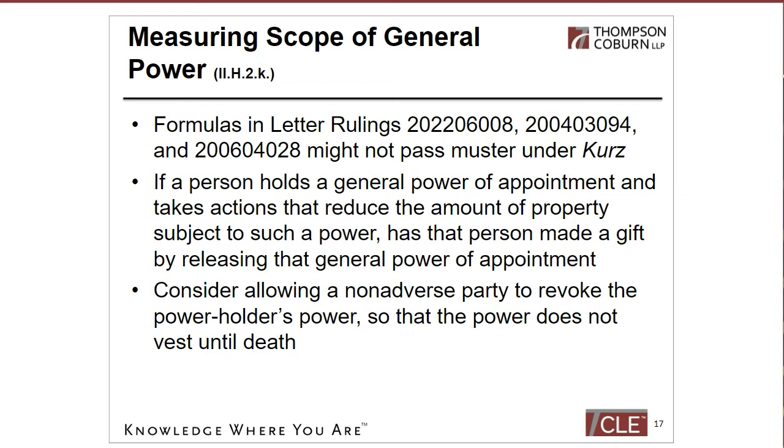So I suggest allowing a non-adverse party to have the ability to revoke the power holder's power. So the power does not vest until death. In other words, they don't have a vested right to it. That doesn't prevent the general power from existing when the person dies, but because they don't have a vested general power, if it gets modified, if that independent person has a right to change the scope at any time, then there's really no release that can be going on by the person who holds the power, because they hold only the most tenuous of things. It's only a power that may exist contingent on somebody else doing or not doing something else.